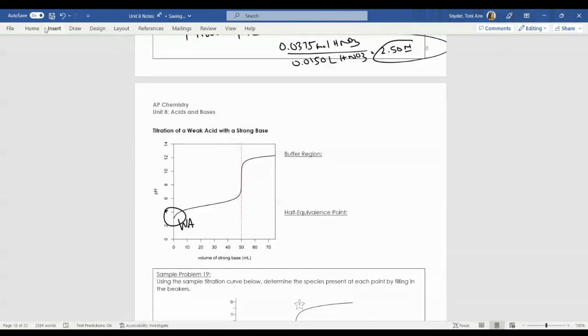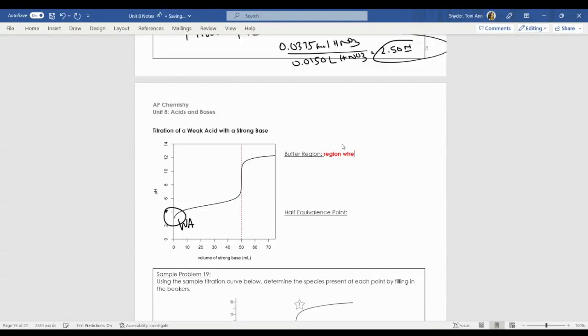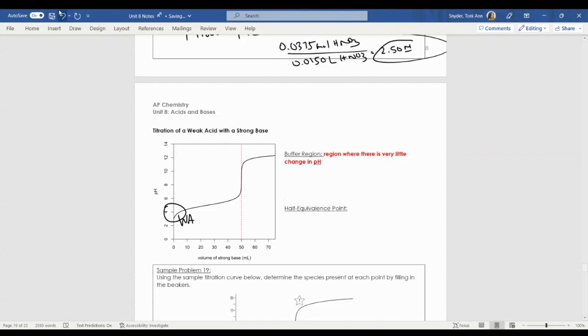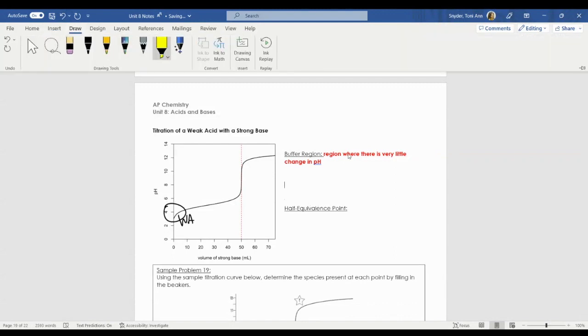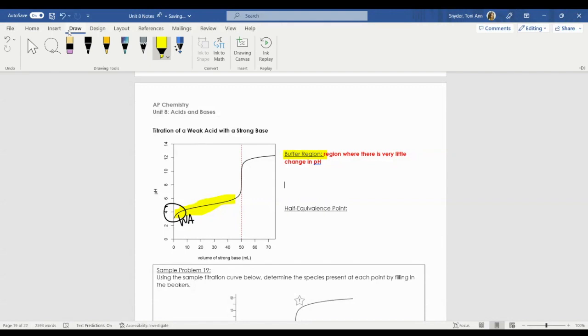Let's talk about this buffer region. So let's pull this out again. Your buffer region is the region where there is very little change in pH, which you can clearly see by looking at this image. So I'm just going to highlight this buffer region. The buffer region right here is this whole entire section right there. That's our buffer zone. And you'll notice that we also have an equivalence point, just like we did with the last one. So if you find that point where this vertical line goes up, your equivalence point is going to be somewhere in the middle.